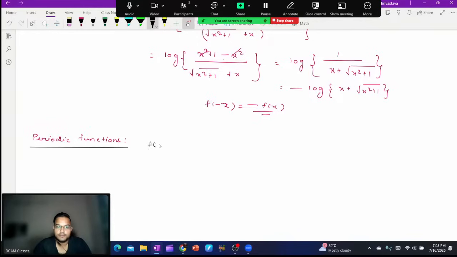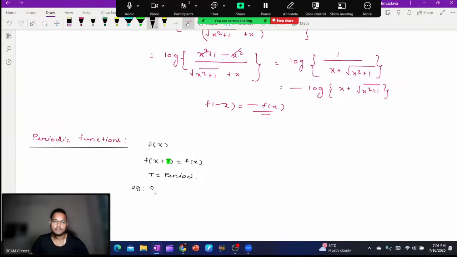Whenever we have a function f of x, and suppose f of x plus t becomes equal to f of x, where t is the period. Not every function has a period, but few functions have a period t. If you put that value, you will get the value of f of x only. Those functions are known as periodic functions.